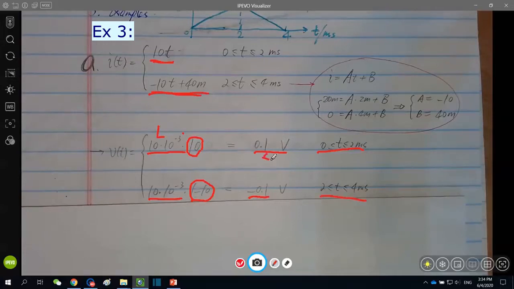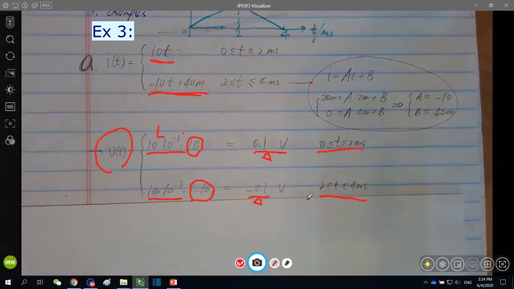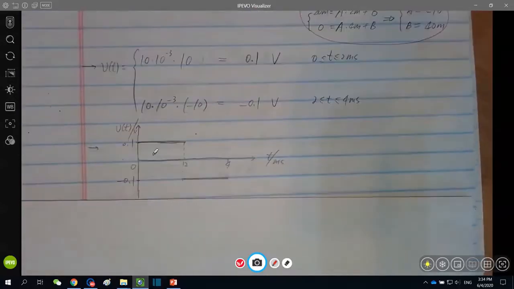So both are very easy constant values, so you can imagine the voltage waveform is just 2 flat lines parallel with the x-axis like this. Between 0 and 2 you have positive constant 0.1. Between 2 and 4 you have negative constant negative 0.1, and that's it. After here everything is 0.